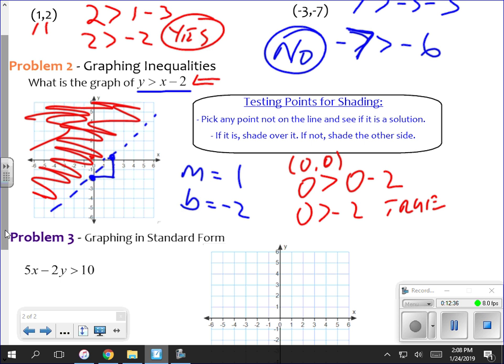Questions so far? If you can graph a line, you can do this. Some of you need to work on graphing your lines.